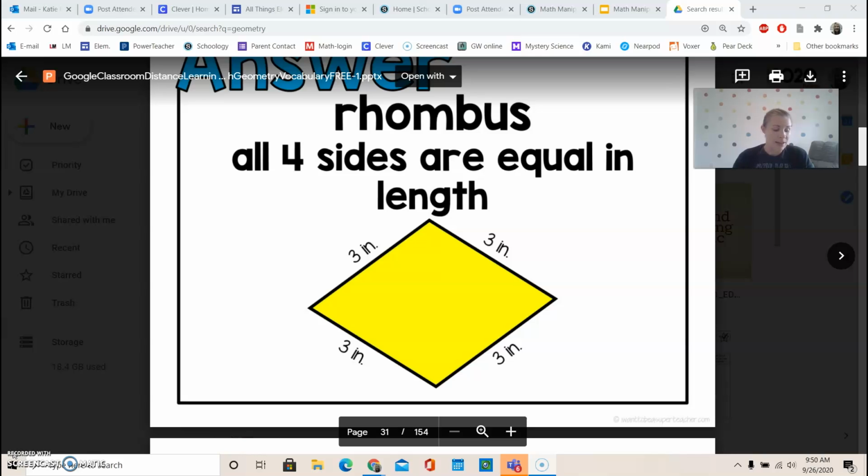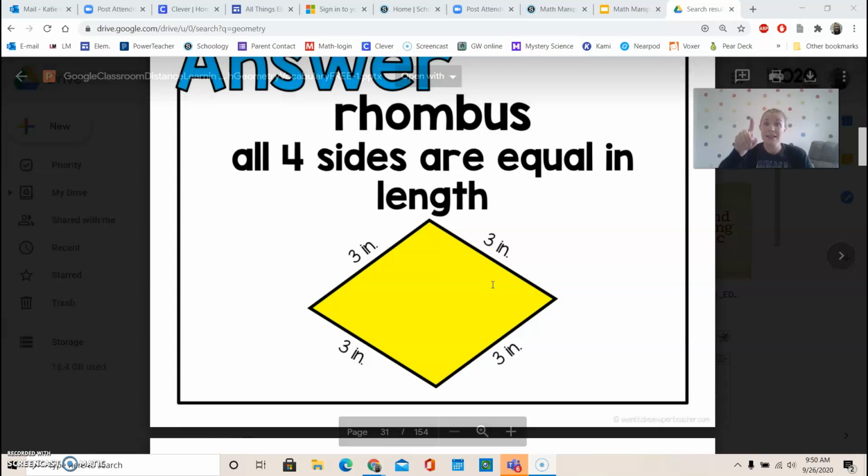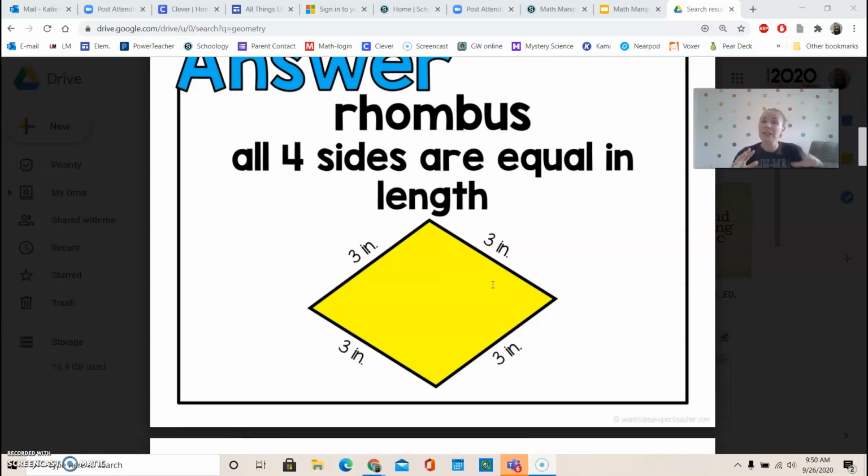A rhombus has 4 sides that are all the same length. The angles of a rhombus are usually not right angles, but they may be. Okay, so a rhombus, if you see in this picture, has 3-inch sides. All of the sides are the same length. So you can define a rhombus by saying it has 2 sets of parallel lines. You can see that both sides of the rhombus go on and on forever and ever. The other thing that defines a rhombus is all the sides are equal in length. So a rhombus is a type of parallelogram, okay?